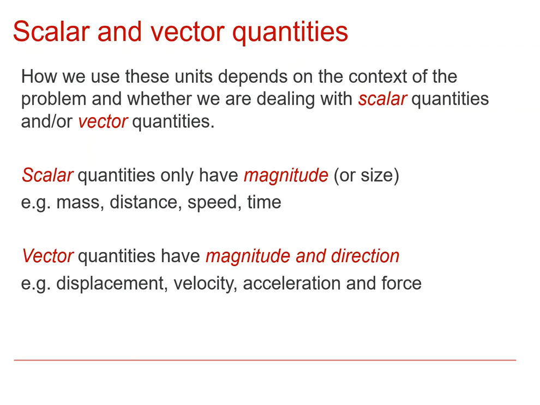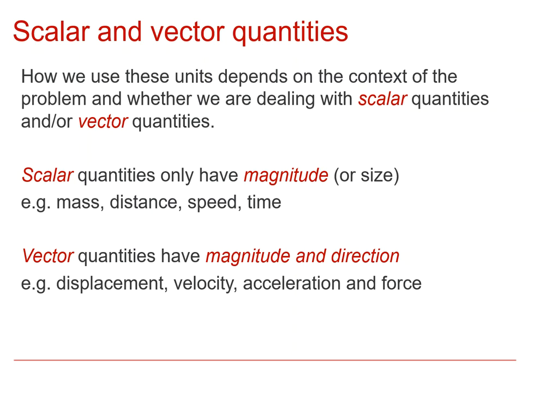Vector quantities are a bit more complicated than that. They include the scalar quantity, which is the magnitude, but they also have a direction. So you might talk about travelling 3 meters north, for example. That would be a vector quantity because you've quoted a direction as well as a size.